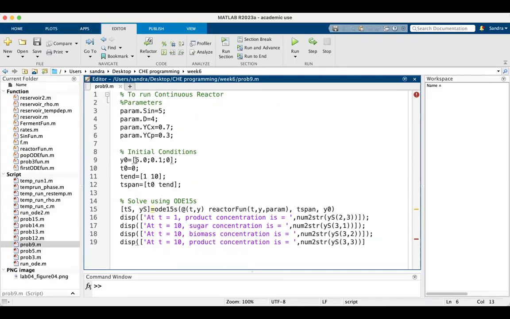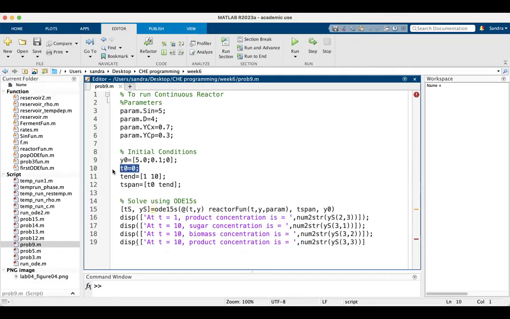Then I have the initial condition. Remember, earlier in initial conditions, you just had one single value. But here it will not be like that. You will have a series of values corresponding to S, X, and P. So you have to give it as a column vector. Remember that. So it has to be 5.0, 0.1, and 0 as a column vector. This is your initial value.